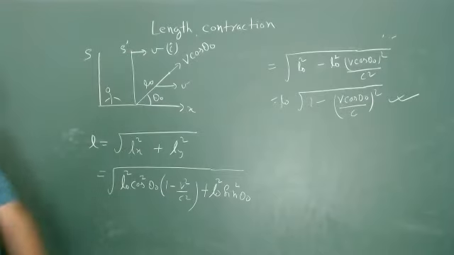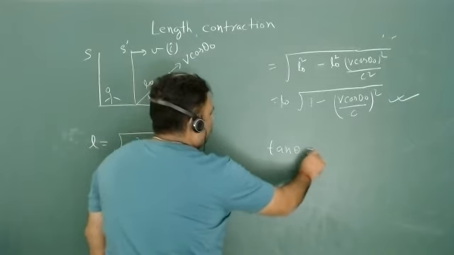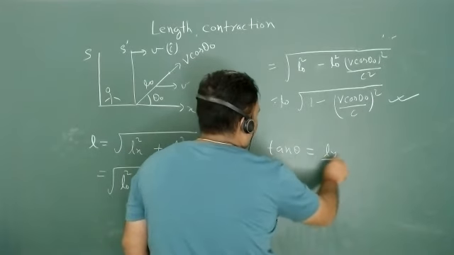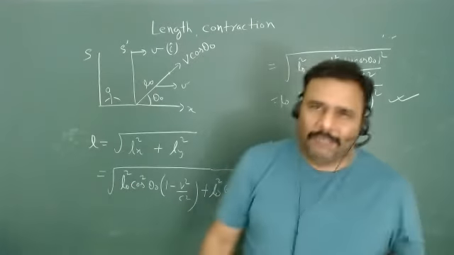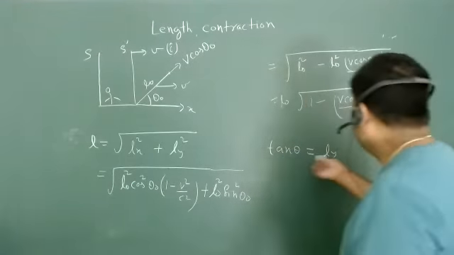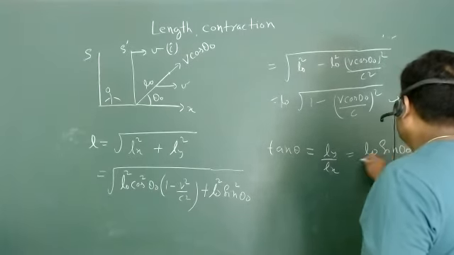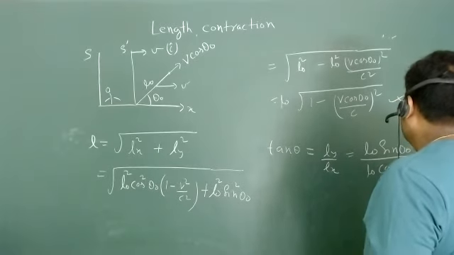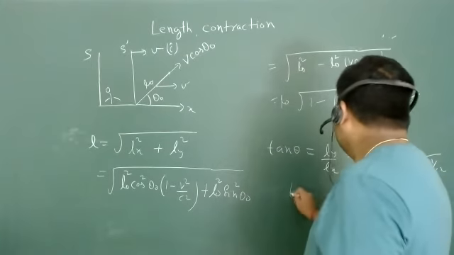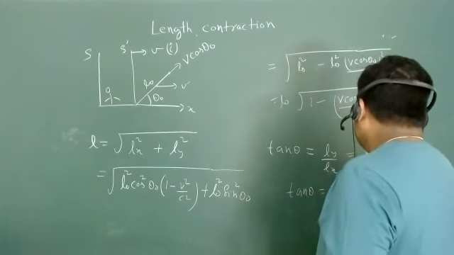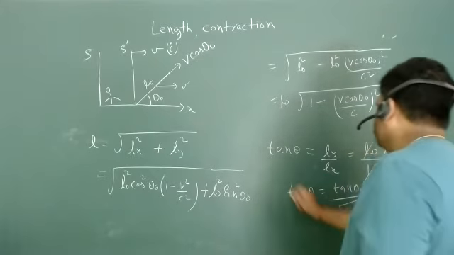So what will be the angle? I can find the angle. What will be tan theta? Tan theta is equal to Ly by Lx, right? If I just want to find tan theta, you can also find cos theta and sin theta, but I am just going to find tan theta. What will be Ly? L naught sin theta naught by L naught cos theta naught times root under 1 minus v square upon c square, and we have tan theta equal to tan theta naught by root under 1 minus v square upon c square.